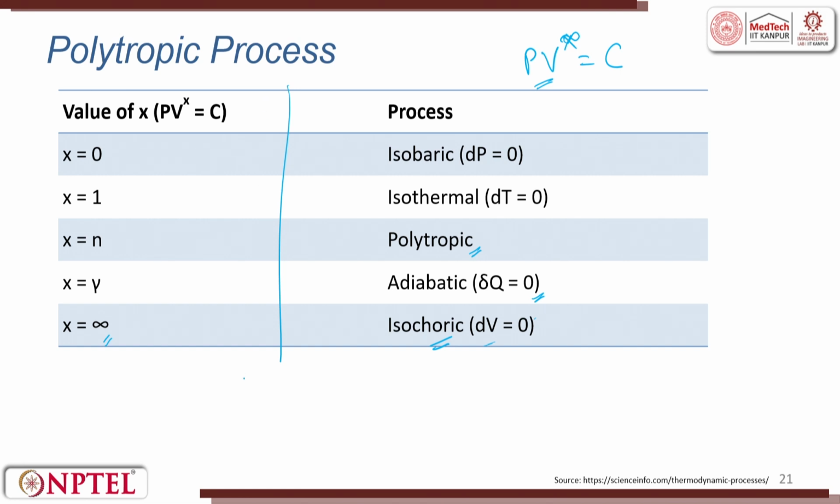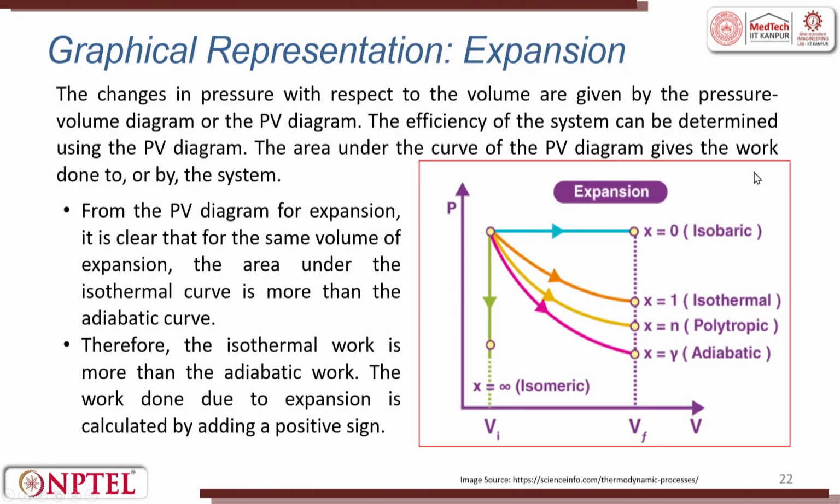So, friends, keep this in mind. The basic formula is PV^X equal to a constant. Now, depending upon isobaric or isothermal or isochoric, adiabatic, you change the value of X. Okay. Graphical representation of expansion and compression. So, the change in pressure with respect to volume, Y and X, is represented in this graph.